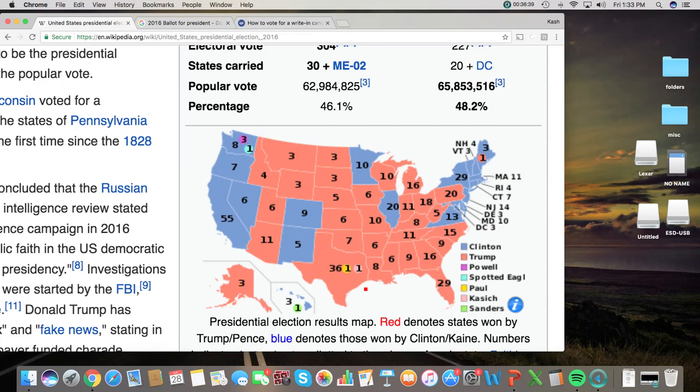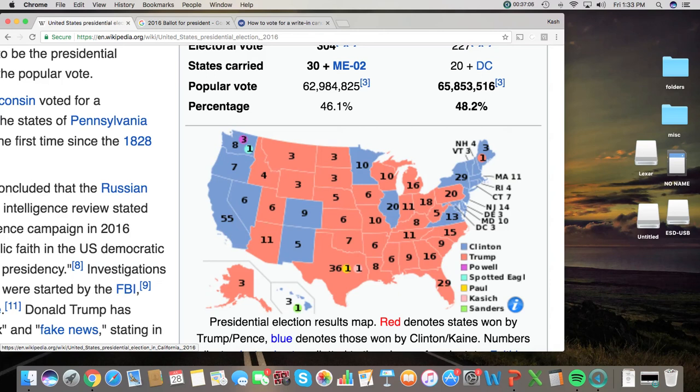So what happens, folks, is that candidates know which states they're probably going to win because they have a tendency to vote certain ways. Like Texas has a tendency to vote Republican. California has a tendency to vote Democrat. And so presidential candidates don't spend that much time in states they know that they're going to win or that they're going to lose. They actually spend more time in states that they don't know which way it's going to go.